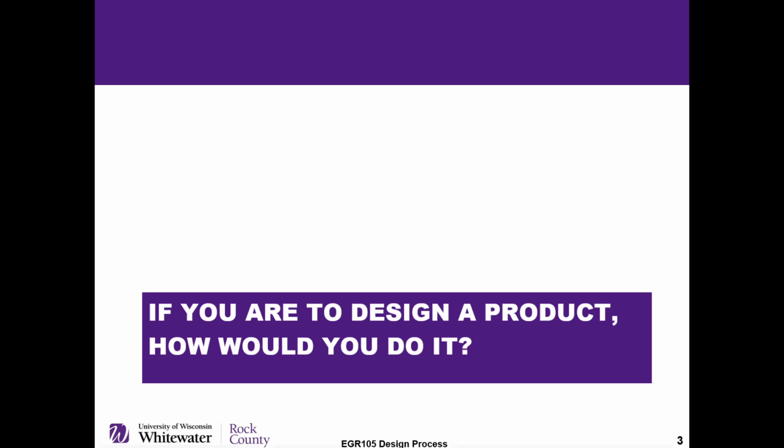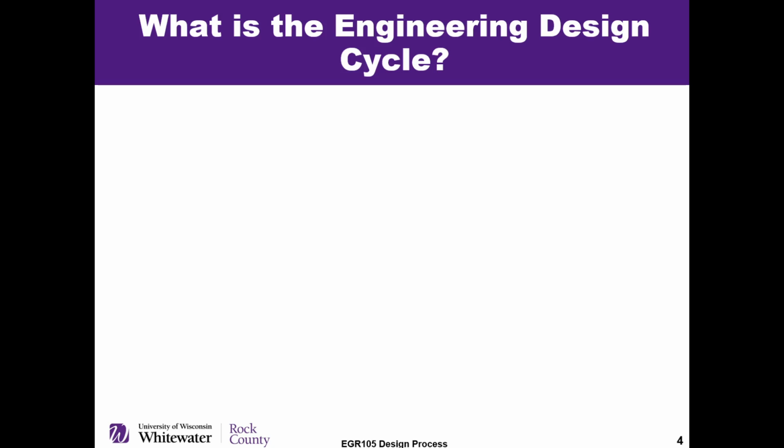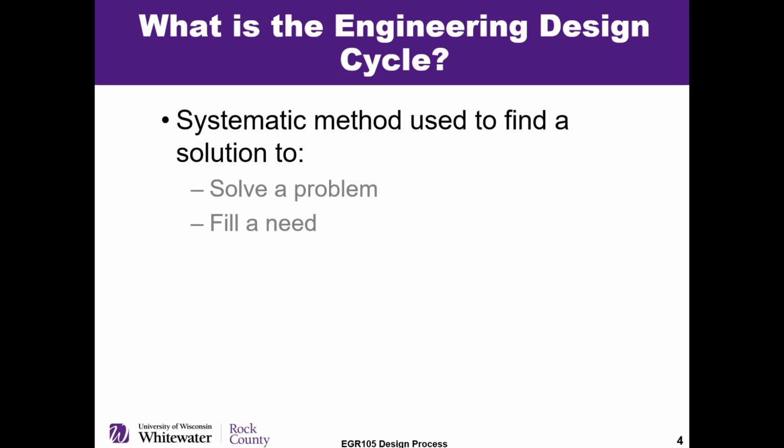Before we actually get into the full steps of it, I just want to talk about why we would use the engineering design cycle and what it really is. It's really a systematic method to find a solution, right? To solve some type of problem or to fill some type of need. With the paper airplane example I gave you, I gave you a problem, right? I wanted you to design a paper airplane. You asked me what my need was. So here it's kind of both.